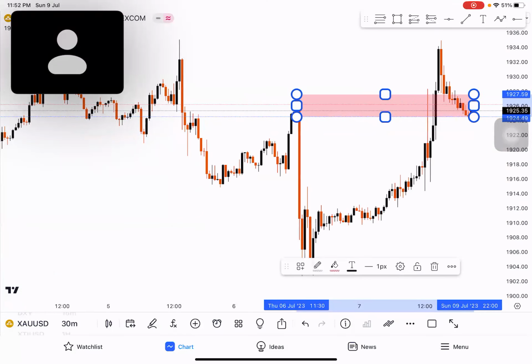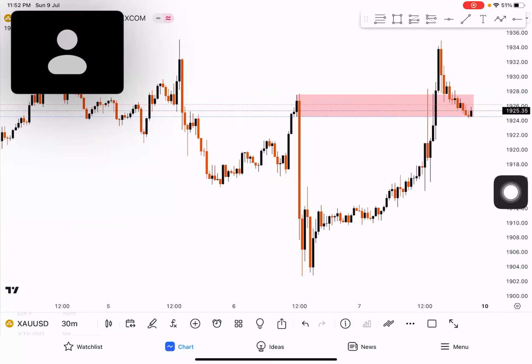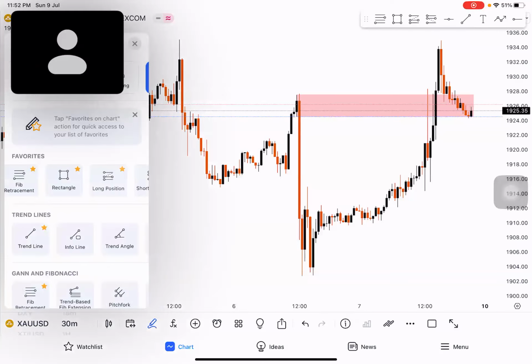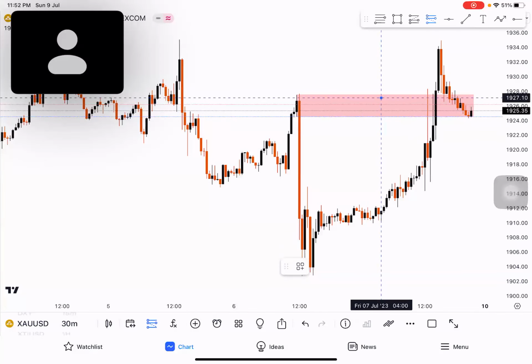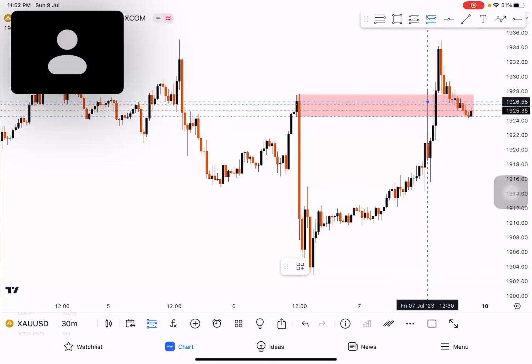This is the one we enter, right? 24.5 until 27.5 right here. Once we enter, after the confirmations, we enter for shorts. After the confirmation, probably around here.